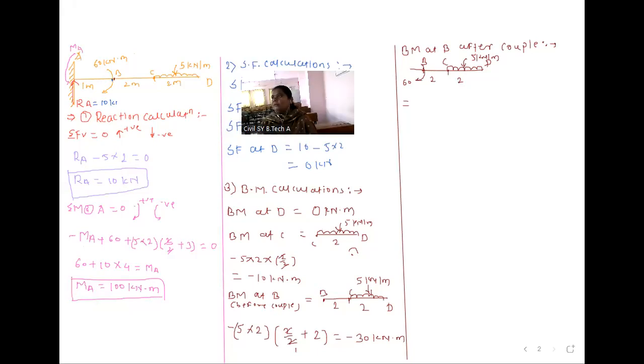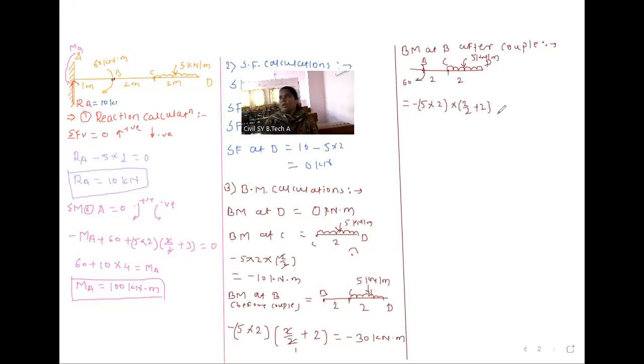Okay, so we will calculate the moment here. This 5 kilonewton force pushes downward, so minus 5 into 2. This is a UDL converted to a point load, and it will act at the CG, so 2 by 2 plus these two distances.